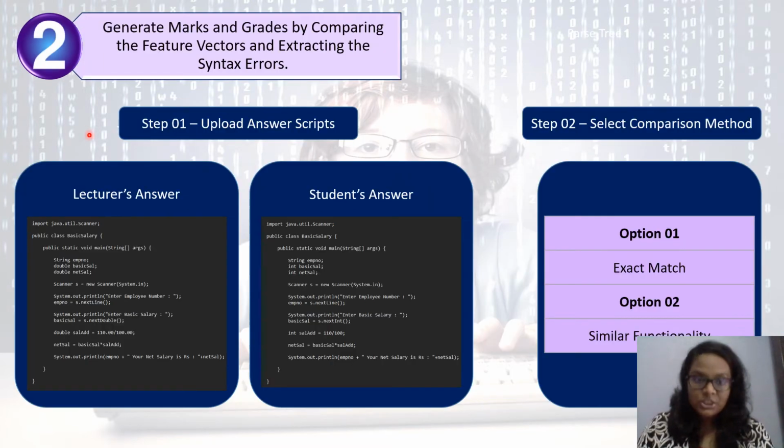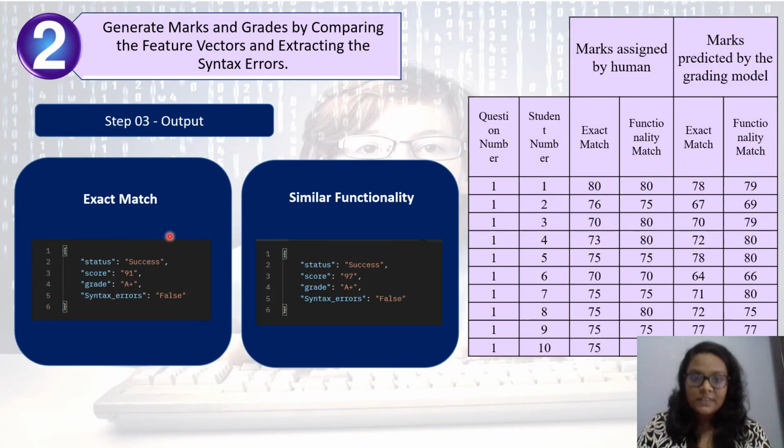Coming to the second function of generating marks and grades. Initially, the lecturer's and student's answers are uploaded and a grading method is selected among these two: an exact match or a similar functionality. Based on that, when it's an exact match, the output is one score. When the functionality is similar, it's a different score. So this was during the model training: the different grades generated, with the marks predicted by the human and the grading model. You can see the accuracy and the differences.